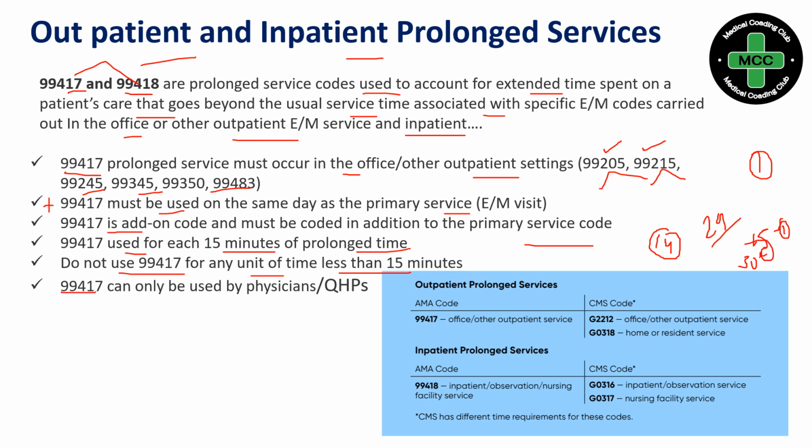Again, 99417 can only be used by a physician or qualified healthcare professional. This is for a provider, and for a nurse it is not eligible. You can see the image here. 99417 is for outpatient service, and 99418 is for inpatient or observation nursing facility services.